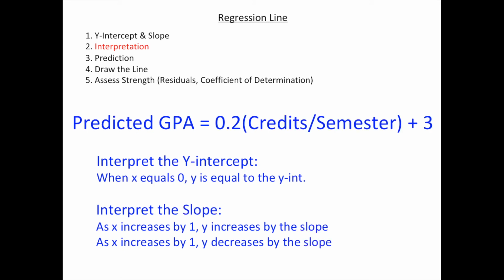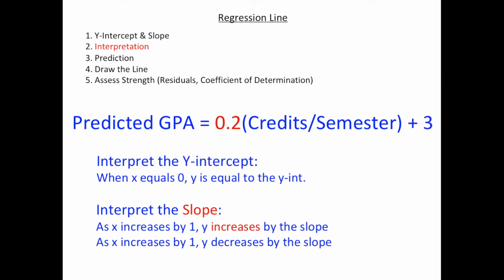So let's understand these interpretations through a simple example. Let's think back to our example of a predicted GPA as our dependent variable and the number of credits that a student takes per semester as the independent variable. Then in this case, if we want to interpret the y-intercept, in this equation, the y-intercept is 3. So we want to state that when the number of credits per semester is set equal to 0, then the predicted GPA for a student would be a 3.0. And notice that I'm using the terminology of the problem, so you don't want to just say x and y. Make sure you're stating the independent variable and the predicted value.